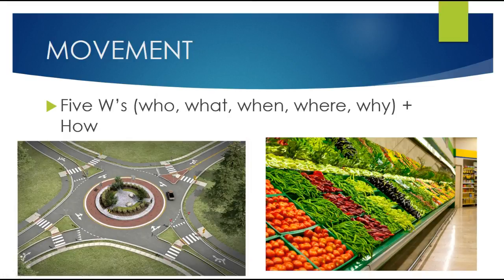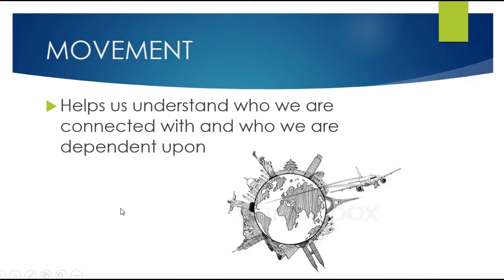This next picture shows the produce aisle in a grocery store. In the United States, we're lucky because we can get many options of fruits and vegetables because someone has studied where and how to get those fruits and vegetables when the United States can't grow them. And we all know that eating fruits and vegetables all year round makes us healthy people. Believe it or not, the United States is dependent on other countries around the world. Studying movement helps us to understand those relationships. Your slide says that movement helps us to understand who we are connected with and who we are dependent on.